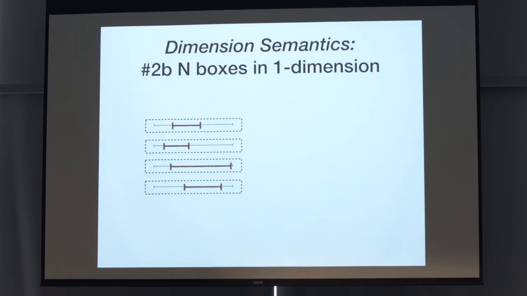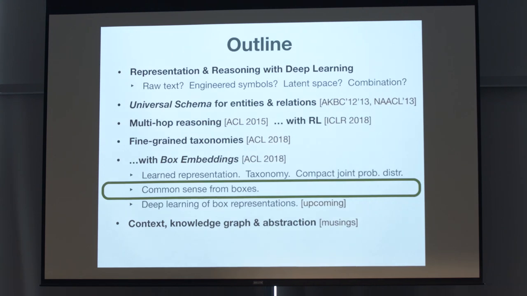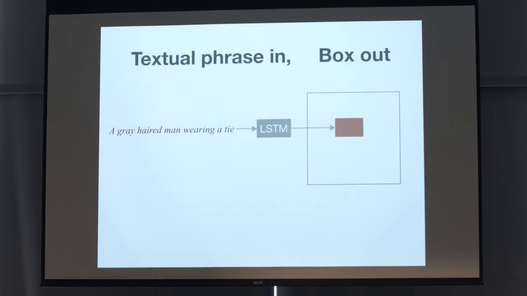We can also, of course, represent a whole collection of one-dimensional boxes, and we've been doing some work there as well. And so now I want to describe some ways that we've been trying to apply boxes. Another one is to do common sense. I understand IBM is participating in the DARPA Machine Common Sense program, and we're very happy to be in that program also. So we've been thinking quite a bit about common sense.